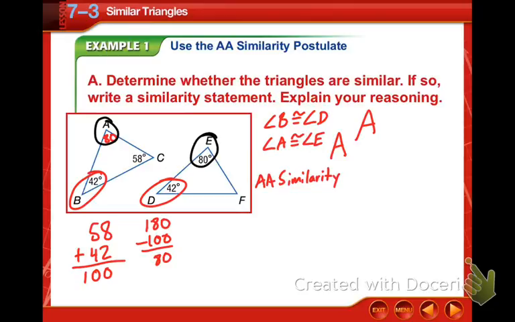And that means that we need to name them now with a similarity statement. So triangle ABC is similar, which is just one little squiggle, no equal sign here anymore, to triangle EDF.